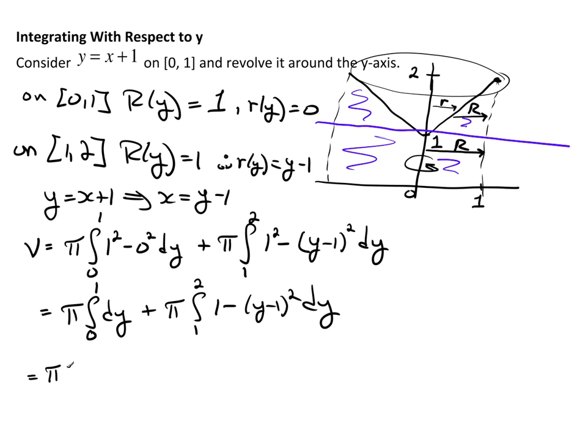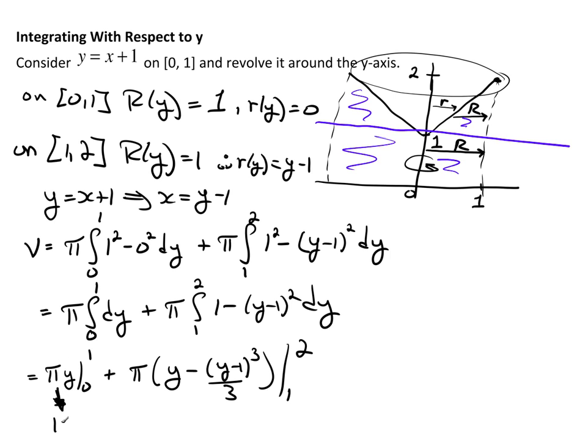pi times y, evaluated from 0 to 1, which is going to be just pi, plus pi times, this is going to be y minus 1 squared, so it'll be y minus 1 cubed over 3, evaluated from 1 to 2. So this piece right here is simply going to be, that was a really ugly arrow. There we go. Pi.